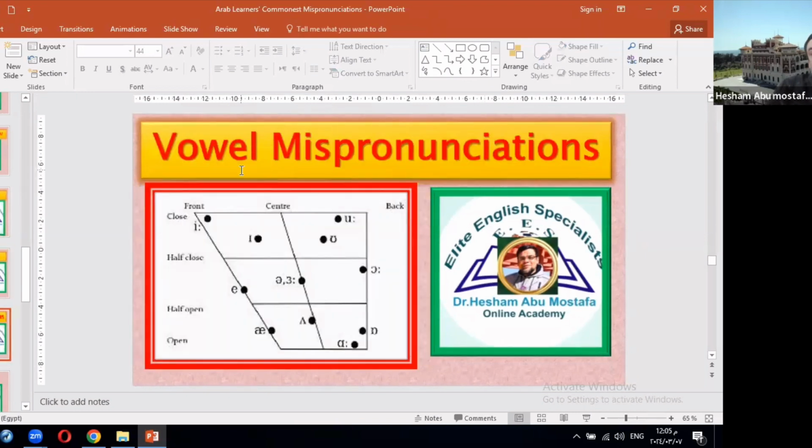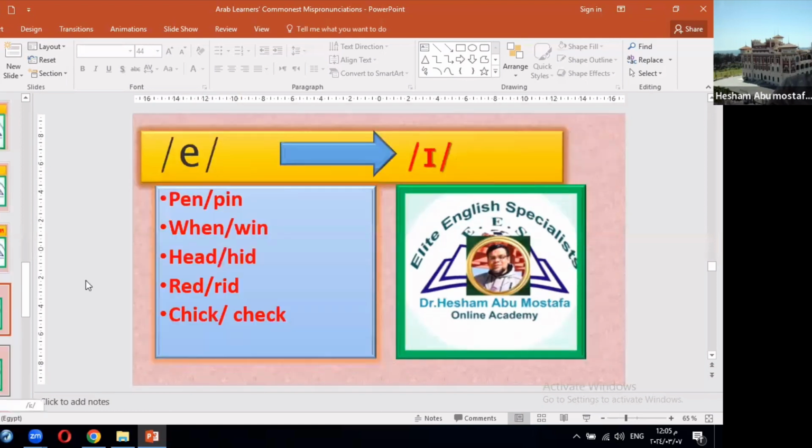Problems with vowels or vowel mispronunciations, okay? First problem is the misplacement of eh with I. Pen, pin, when, win, head, hit, read, check.